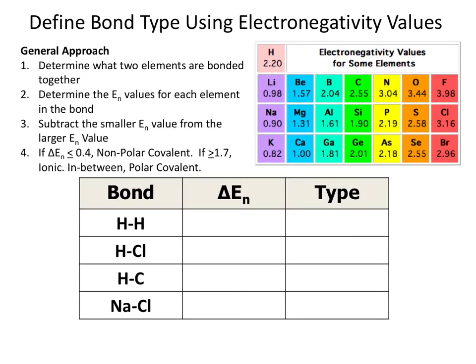All right, so let's see how this works. Let's look at our different types of bonds here, and we're going to determine whether or not they have ionic character, polar covalent character, or nonpolar covalent character. So the general approach is: determine what two elements are bonded together, and determine the electronegativity values for each element. You can use your periodic table or a periodic table of electronegativity values. Subtract the smaller electronegativity value from the larger electronegativity value.